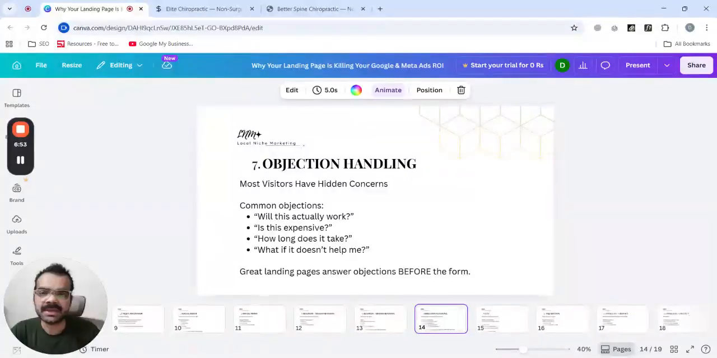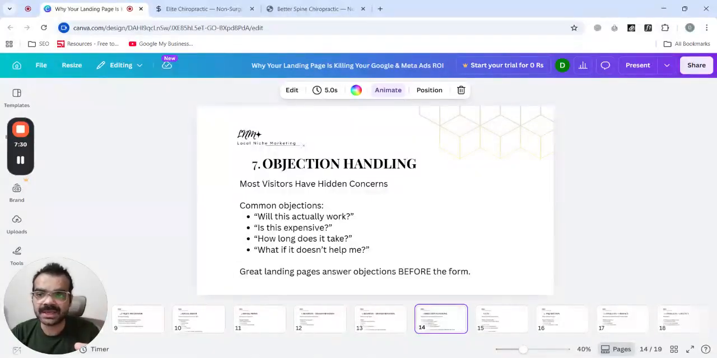Objection handling is something very important. Again, you have to handle all the objections. If I am the user looking for back pain treatment, I certainly have a lot of questions in my mind. If I was not solution aware and I land on this landing page, then I would definitely ask a lot of questions to the doctor before moving forward with the treatment.